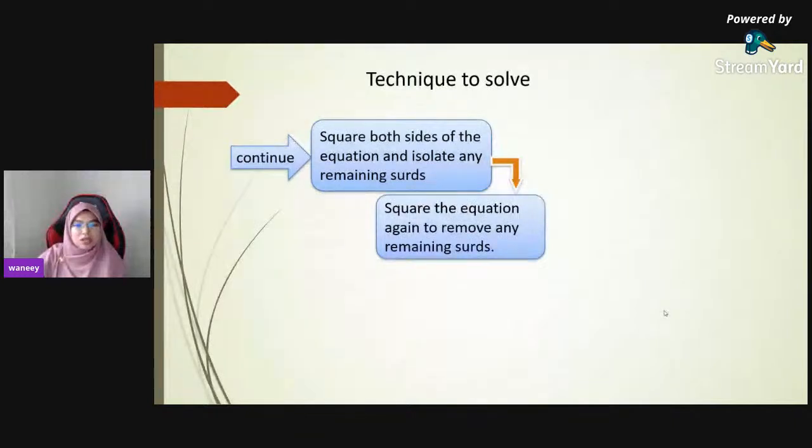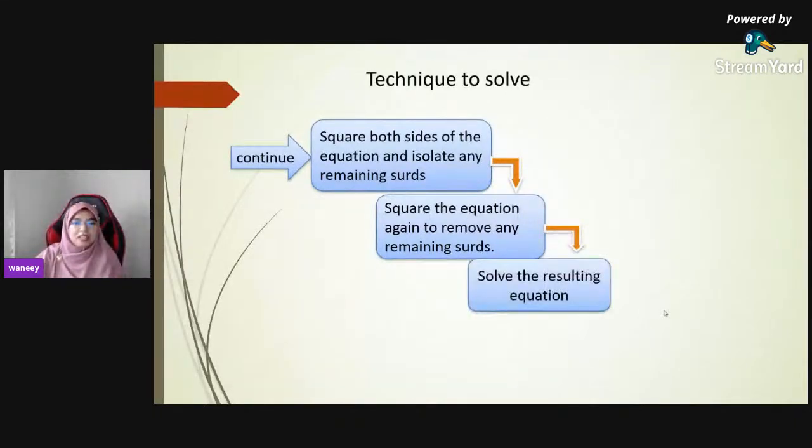Okay, so now square the equation again to remove any remaining set. So if you are left with set, do make sure to square them again and then solve that equation. Make sure you have x as your subject, but you have one more thing to do.